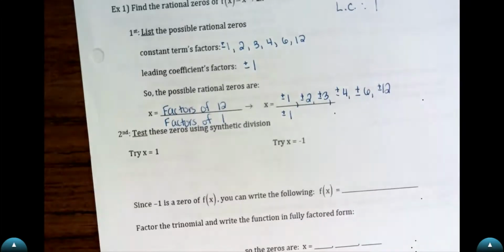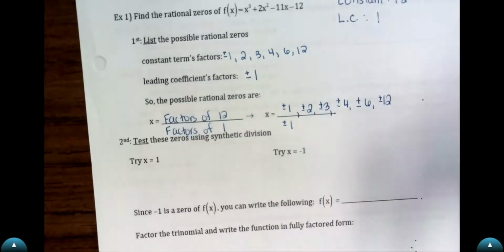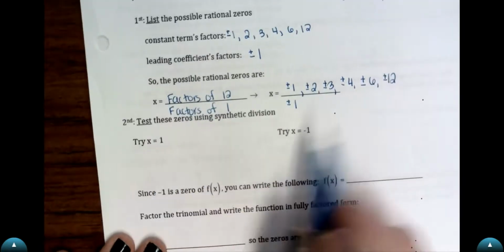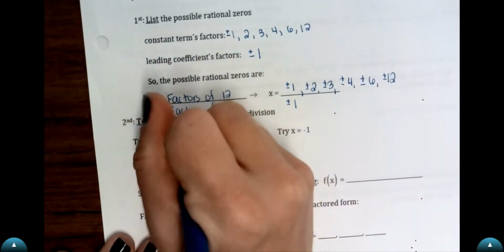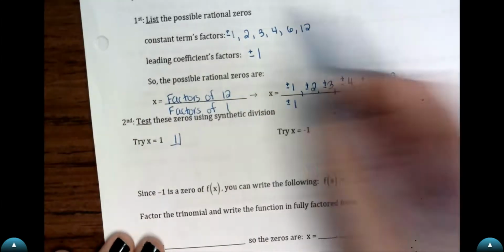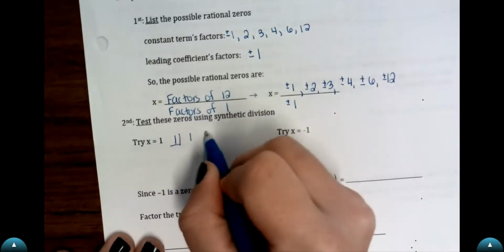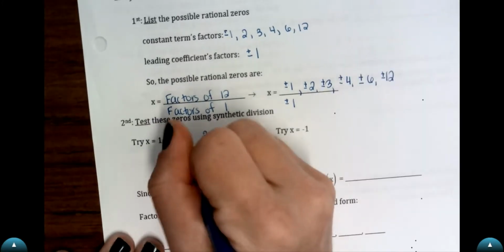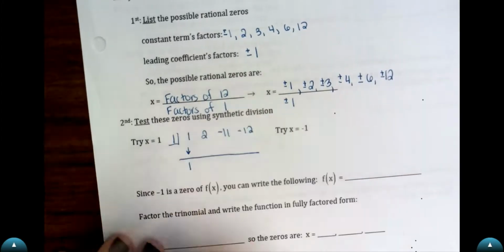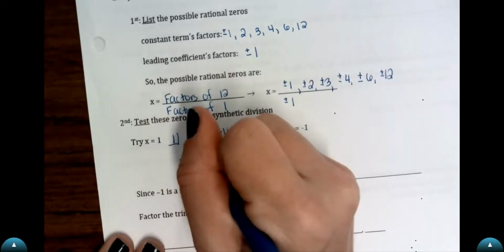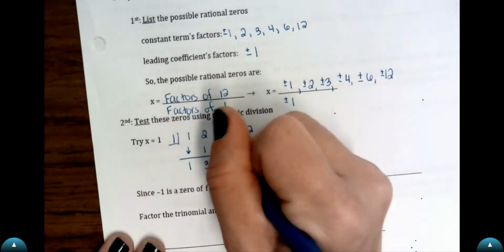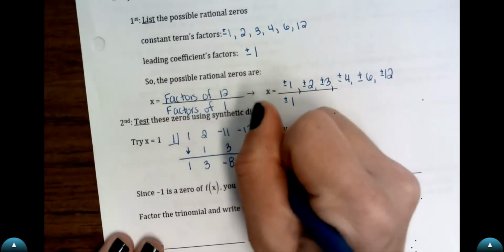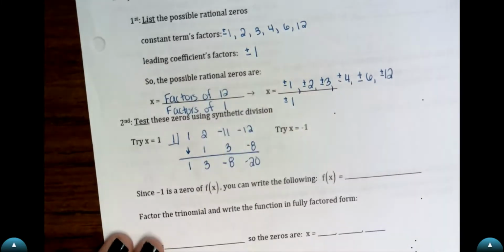And then what you would do is start testing values to see what works and what doesn't. So we're going to do that with x equals 1 and x equals negative 1. So whole number positive 1 in the box, coefficients 1, 2, negative 11, negative 12. Bring down 1. 1 times 1 is 1, 3. 1 times 3 is 3, negative 8. Negative 8, negative 20. So that's not a factor.